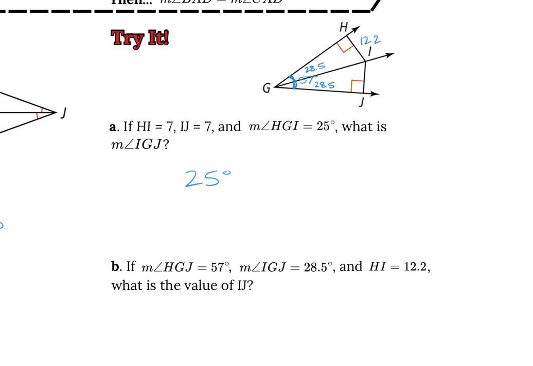So my angles are congruent to each other. If the angles opposite the sides are congruent, then that means the sides are going to be congruent. So this IJ would also be 12.2.